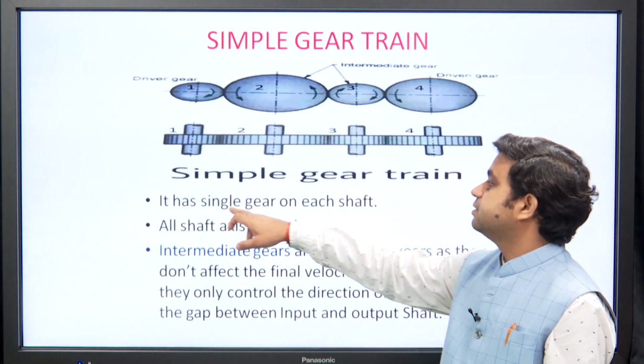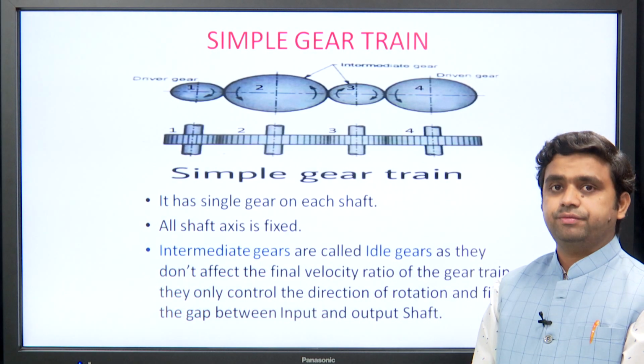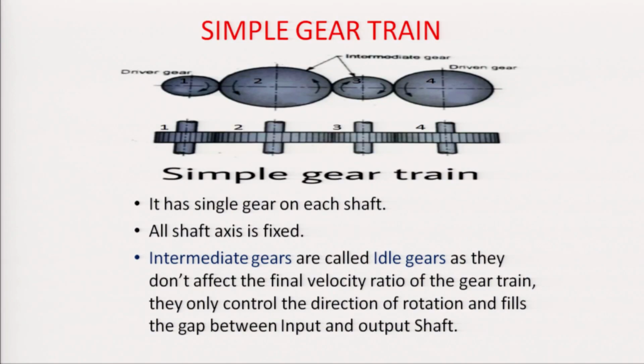Simple gear train has a single gear on each shaft. All shaft axes are fixed, and intermediate gears in a simple gear train are called idle gears, as they do not affect the final velocity ratio of the gear train. They only control the direction of rotation and fill the gap between input and output shaft.